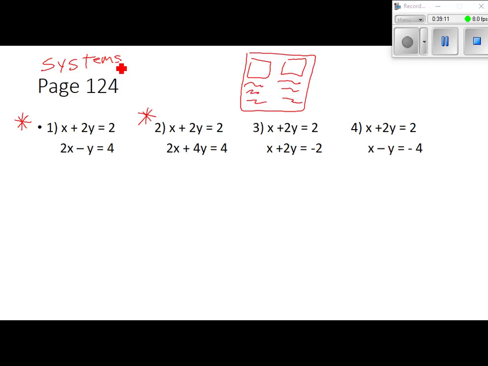So you learned three different ways last year to solve them. One of those ways was substitution. Most people don't like substitution, so we're not going to talk about that a whole lot. Second way was graphing. When we graph these two, each one's a line. Where's the solution at? Where they intersect, right? We have an X and a Y. The third way is elimination. That's the one that we're going to do.